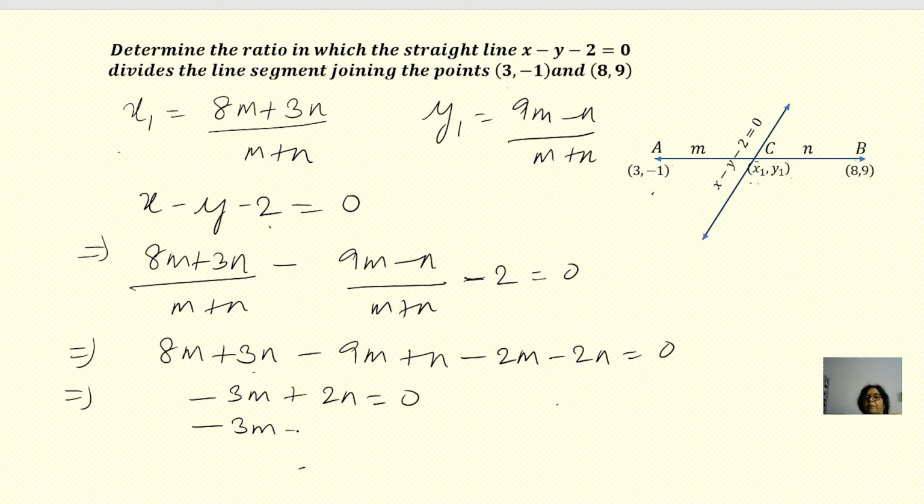So minus 3m is equal to minus 2n. So m is to n is equal to 2 is to 3. So the ratio in which C divides the line AB is 2 is to 3. Now to get the coordinates of C (x1, y1), we simply have to put, for m we will put here 2, for n we will put here 3. So this becomes 16 plus 9 by 5, that is 25 by 5, so x1 is 5. And this becomes 18 minus 3, that is 15 by 5, so this is 3. So the coordinates (x1, y1) are (5, 3). So this is how this question needs to be solved.